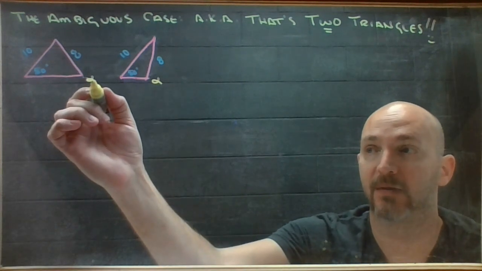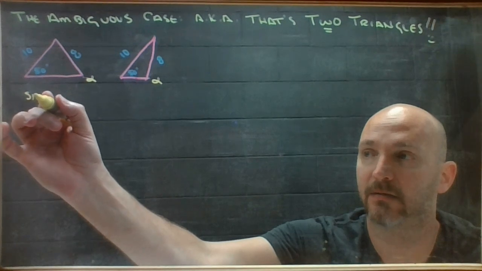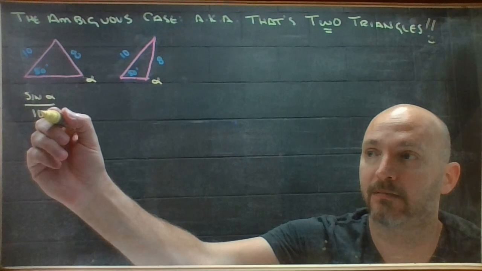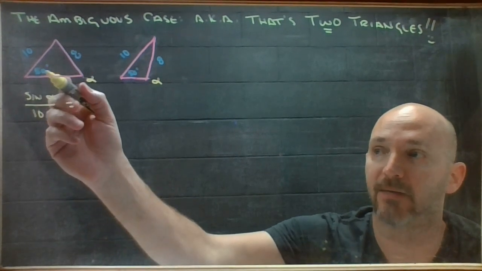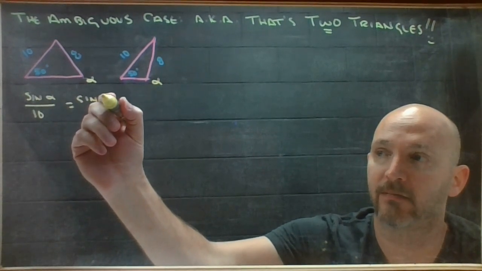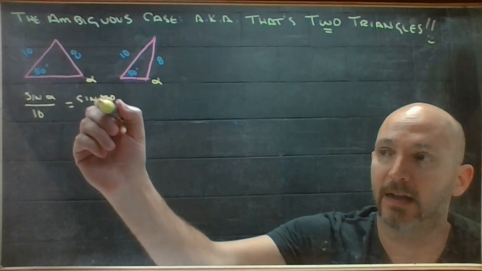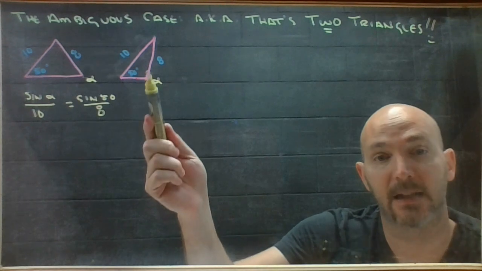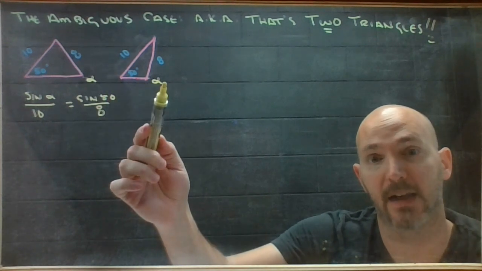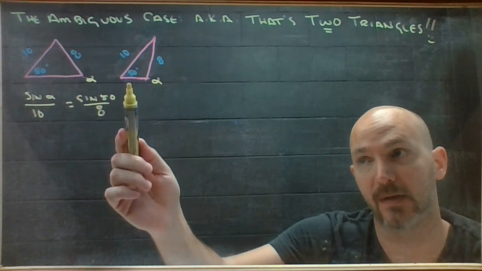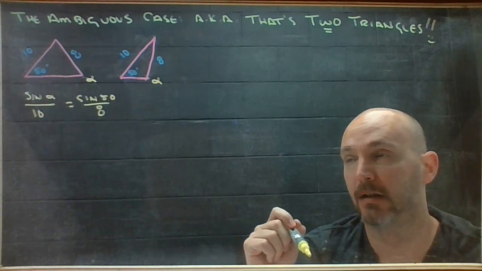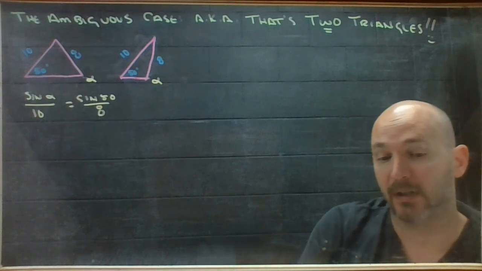So I have sine alpha here over 10. And then I would have sine 50 over 8. Now if I set it up in this triangle, I would have sine alpha over 10 equals sine 50 over 8. It would look exactly like that. So I'm just going to work that out.